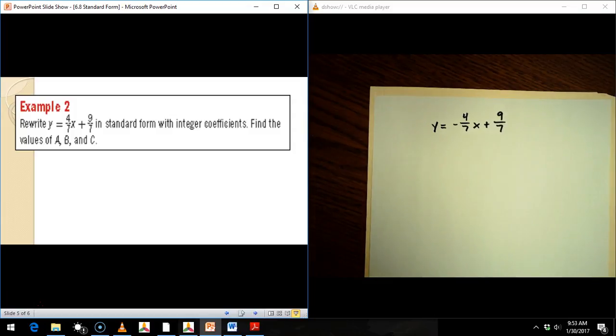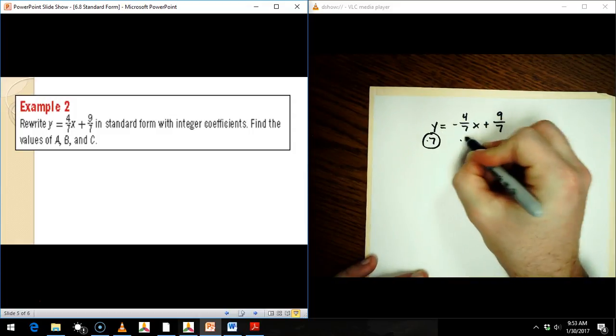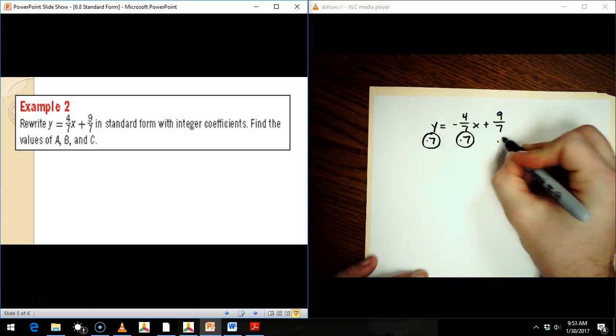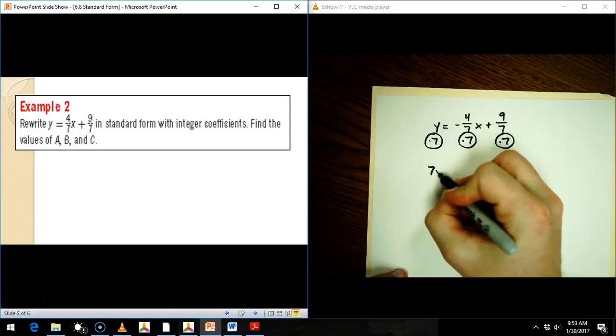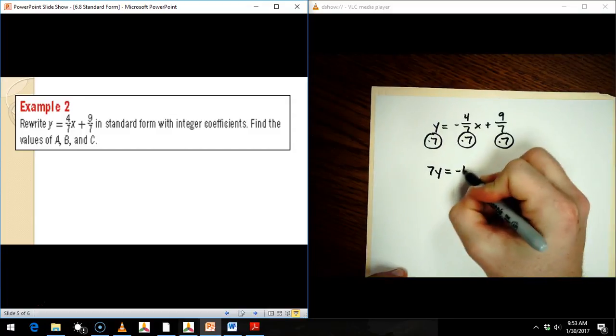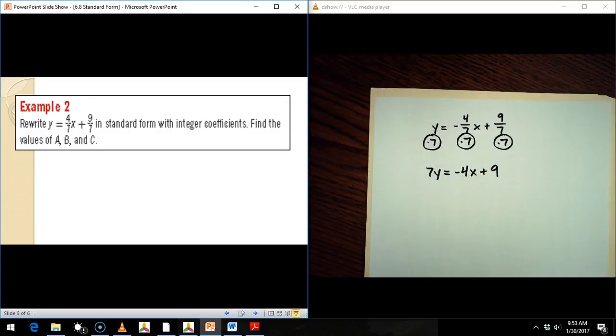So the first step is we want to clear the fractions. So this goes back to an earlier lesson we had, chapter 3. I'm going to multiply everything by 7. So what I'm left with is 7y equals negative 4x plus 9. So you might recall the lesson on clearing fractions. Multiply everything by the common denominator. In this case it's 7. And so 7y equals negative 4x plus 9.